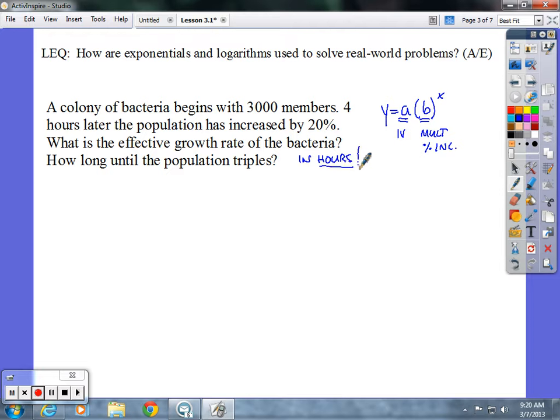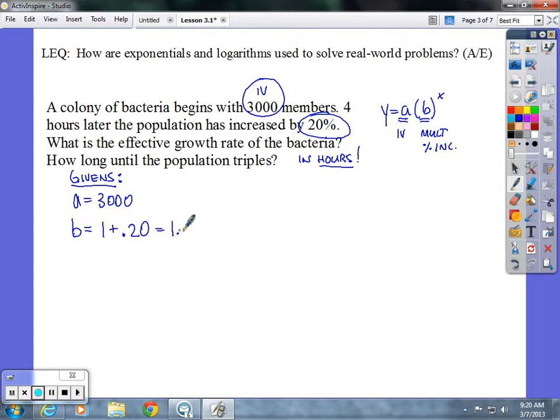All right, so first things first, we know the initial value of 3,000. That's given. So A equals 3,000. These are all of our givens. We know how fast it's increasing, 20%. So we know B is going to be 1 plus 0.20, which is 1.20. Again, that was a given value.